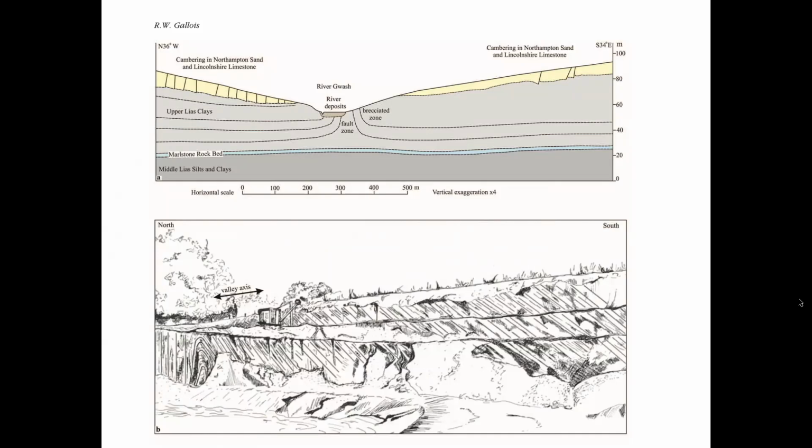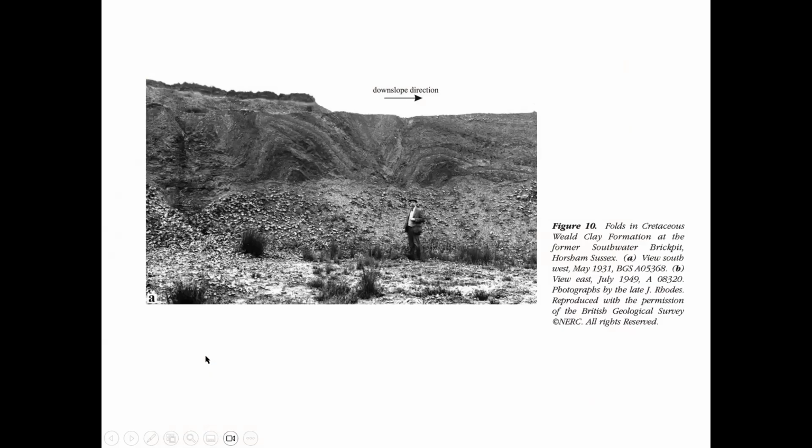So this is by Percival Allen, and you can see this lovely fold that's been identified in the clay, and this has been attributed to valley cambering. So this process of clay flowing into the valley bottom. This is another example in the Wealden clay from the Southwater brick pit, and you can see this lovely fold, and the downslope direction is shown here. And so these folds are developing as the material flows downslope, essentially.